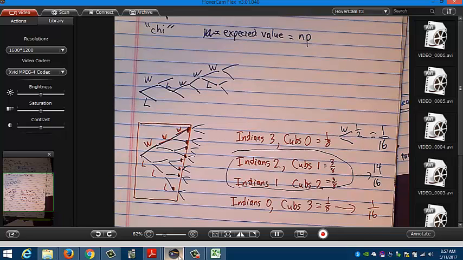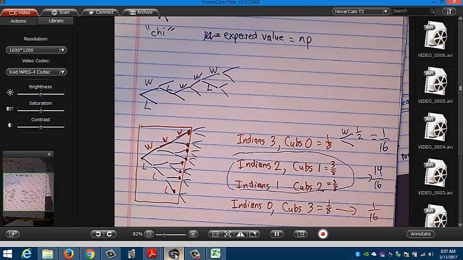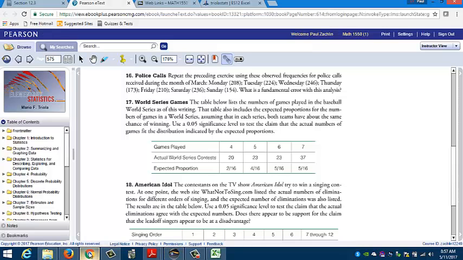Okay, that's enough probability. I wanted to review that so that when you look at the chart and you see the expected proportion of series that should be 4 games, you could see where they got 2 out of 16. The other probabilities are found very similarly, okay? It just takes more work. Does that make sense to you guys?